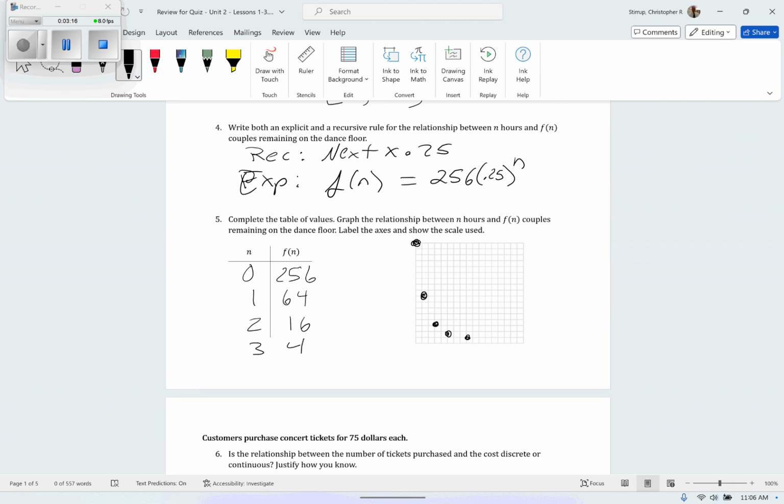So that's basically what it looks like. I didn't scale it right, but you could have scaled it as 1, 2, 3, or 0, 1, 2, 3, 4, 5, and then you could have scaled this way as, oh, I don't know, maybe 20s: 20, 40, 60, 80. See if that would have gotten you up there.